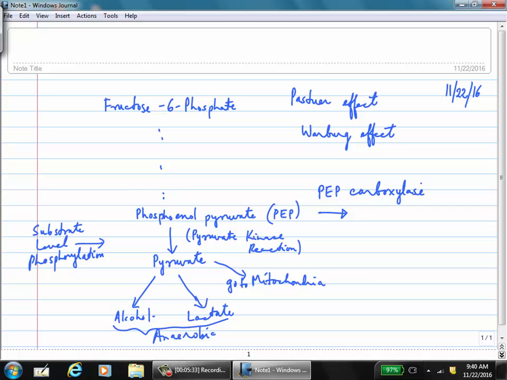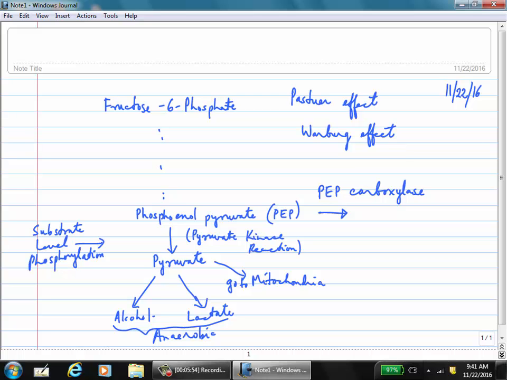Phosphoenol pyruvate carboxylase. Now, see these sugars. Remember, fructose and glucose. These are how many carbon sugars? 6 carbon sugars. But you broke them up into 3 carbon sugars. Even this phosphoenol pyruvate also has 3 carbons. So carboxylase means it's going to add more carbon to it.